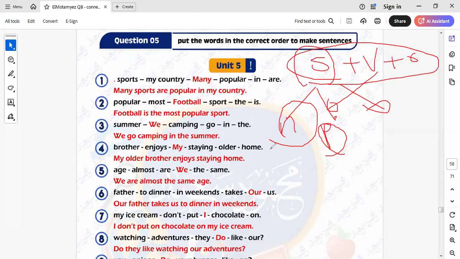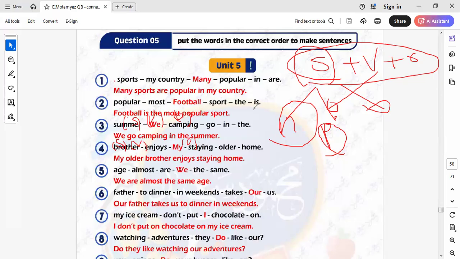Okay, let's go to another question. Here we say sports. Many sports are popular in my country. Football is the most popular sport. Here we have the subject, here we have the verb, and here we have the object. Again, here is the subject, here is the verb, and here is the object. These are the parts of the sentence. You must know it. Let's read it together.